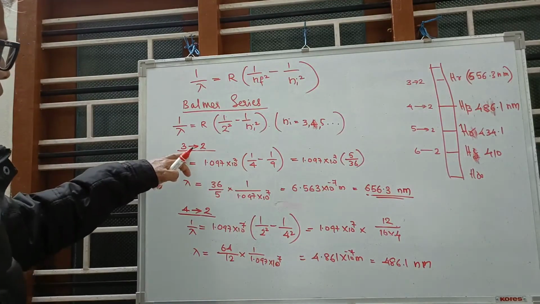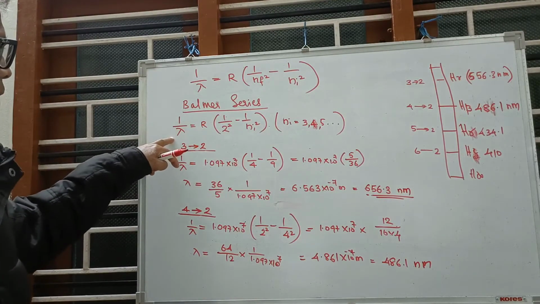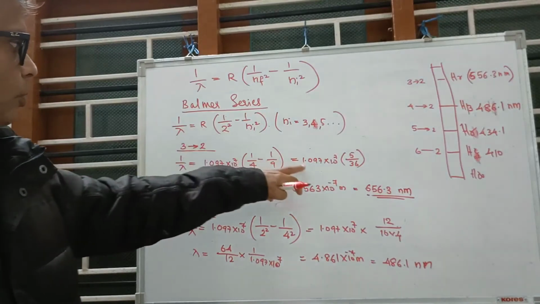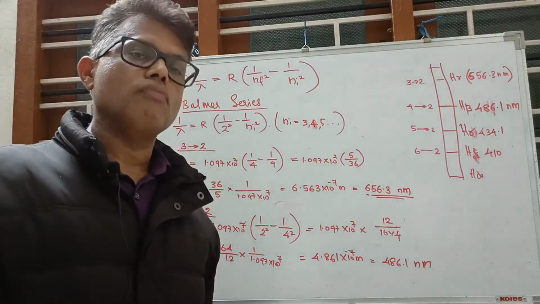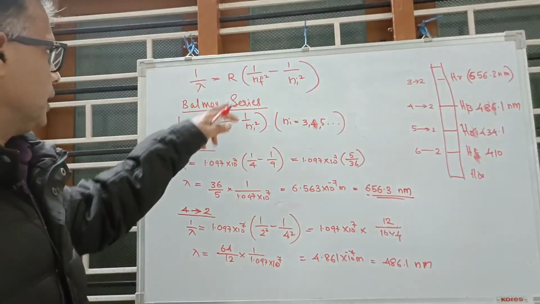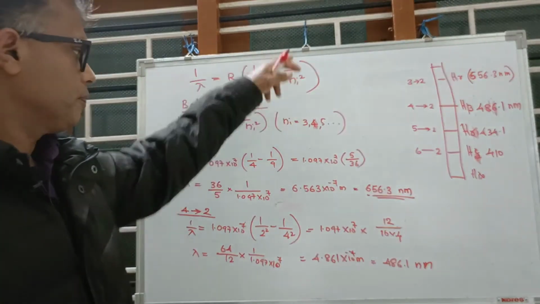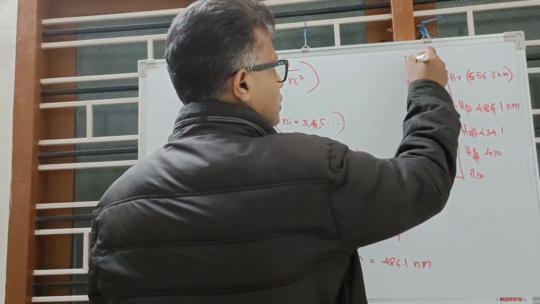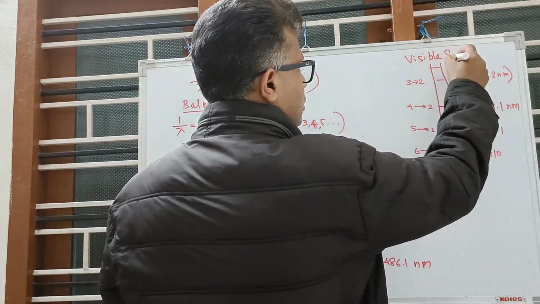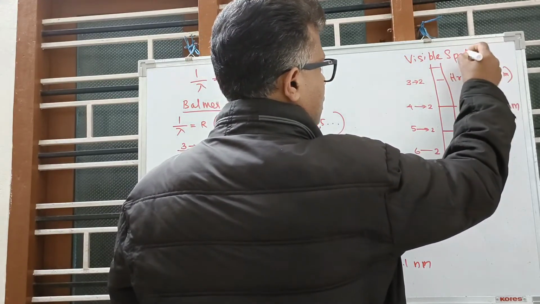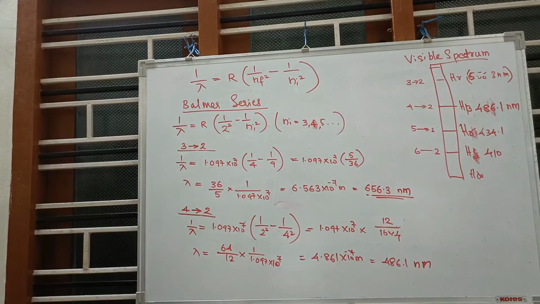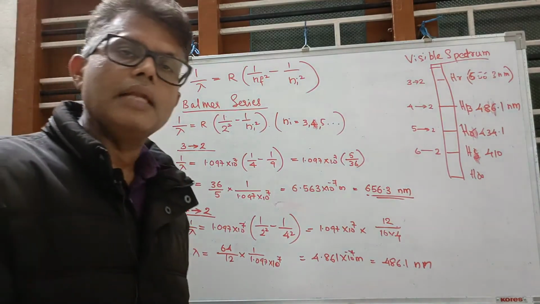Clear, no? This one is 1 by lambda. Lambda is the wavelength. R is the Rydberg constant, 1.097 into 10 raised to 7 meter raised to minus 1. That is the Rydberg constant. N final square, N initial square. So how are we doing the calculation? This is coming in the visible spectrum.